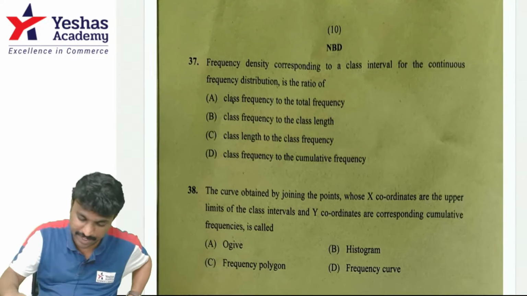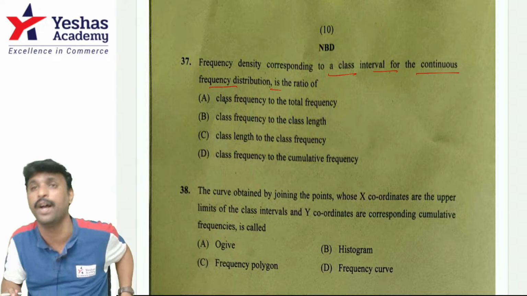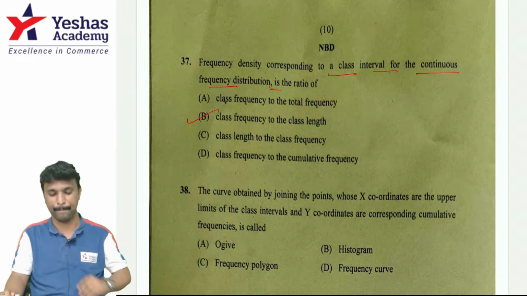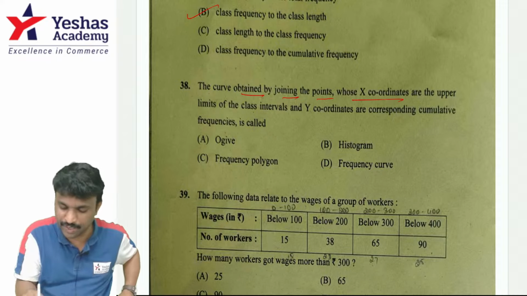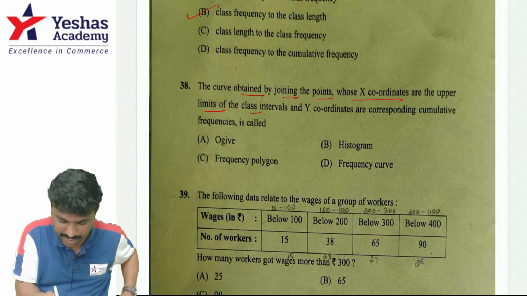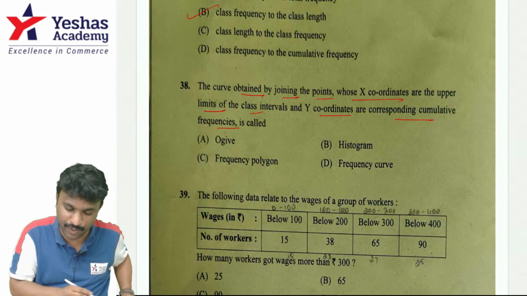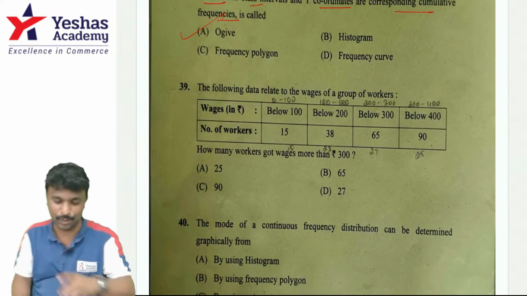37th question. Frequency density corresponding to a class interval for the continuous frequency distribution is the ratio of class frequency to the class length. That means option B. 38th question. The curve obtained by joining the points whose x coordinates are upper limits of the class interval and y coordinates are the cumulative frequencies. So it is ogive. Whenever you come across cumulative frequency, it is definitely ogives.